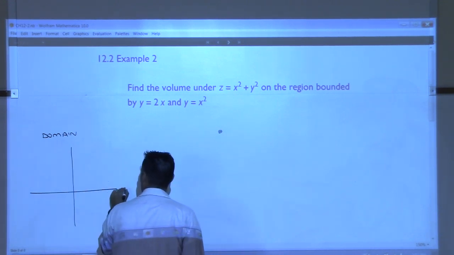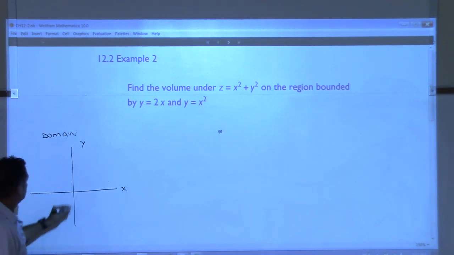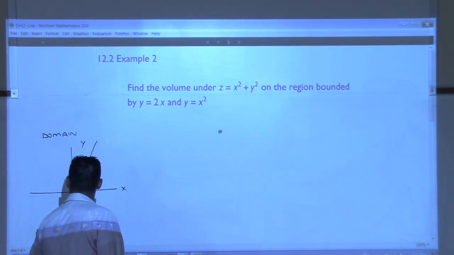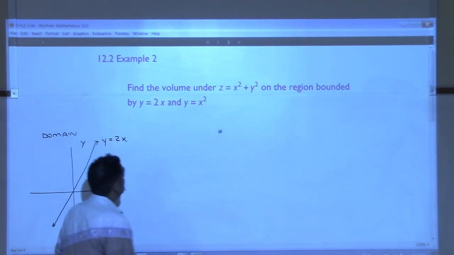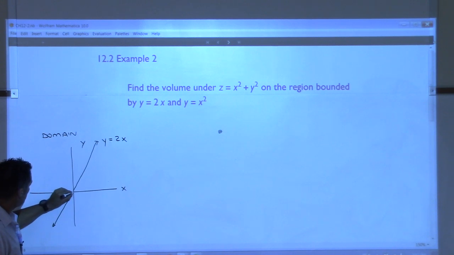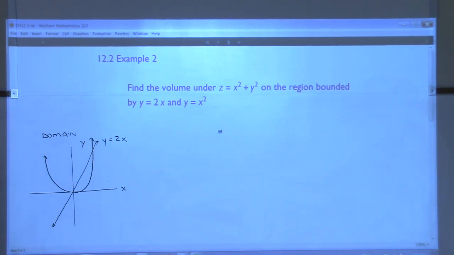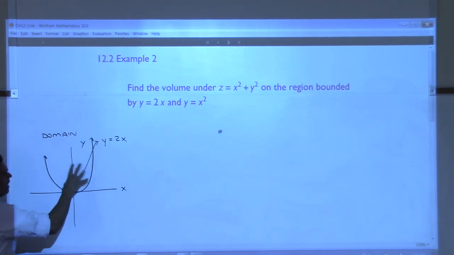This domain lives in the xy plane. y equals 2x is going to be a line that goes through the origin. And then y equals x squared is a parabola that also goes through the origin. Kind of exaggerating it there. And we are trying to find the volume underneath some surface on this region bounded by these two.